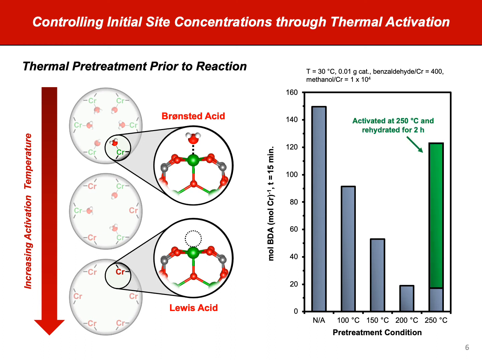And reinforcing this conclusion is the fact that once the material activated at 250 degrees Celsius was rehydrated for a couple of hours, most of the catalytic activity of MIL-100 was recovered. So these data strongly suggest that it is the Brønsted acid sites and not Lewis acid sites that are responsible for acetalization under these conditions, and that maybe the water molecules ligated to the metal atoms are the source of this Brønsted acidity.